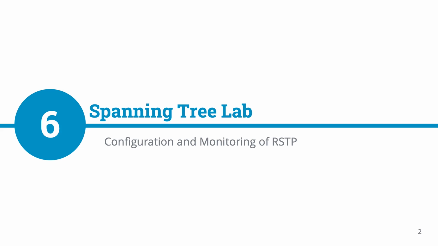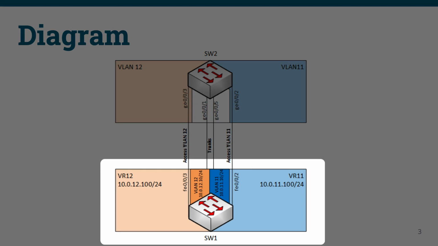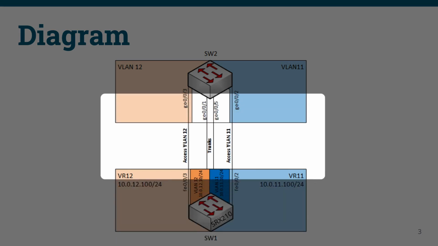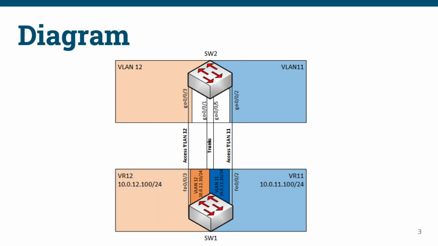So, let's take a look at our diagram so we can discuss the key features we'll be illustrating. This diagram ought to look pretty familiar by now, as it's very similar to the last two lab demonstration diagrams we've had. On the bottom, we have switch 1, an SRX210, and on the top, we have switch 2, an SRX220. As before, the like-numbered interfaces on each switch are connected together. GE001 on switch 1 is connected to 1 on switch 2, 2 is connected to 2, 3 is connected to 3, and 5 is connected to 5.